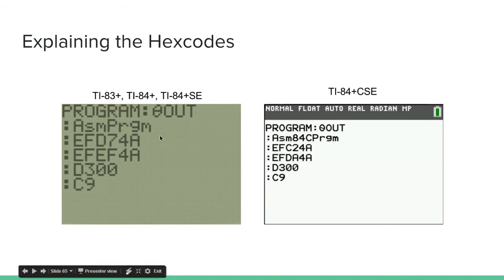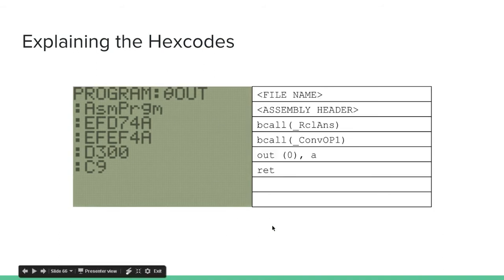So here we have the out program. Basically up here, this line isn't actually part of the code, that's just the file name. Here you have the assembly header, which tells the calculator this is an assembly program. So you have to have the assembly header at the top. But then we actually get starting with the hex codes. We first do a B call. This specific call, 4AD7, goes to recall ans.